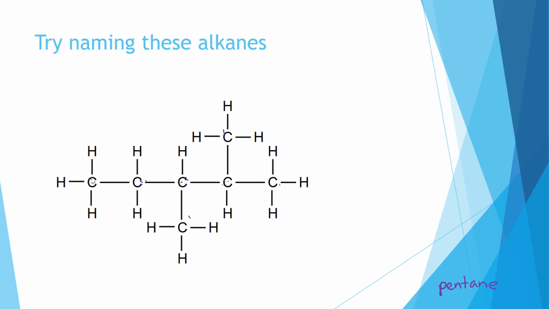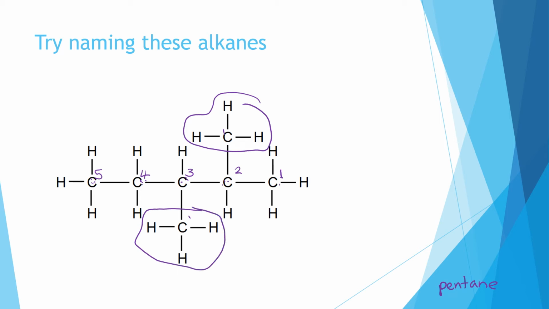Now you need to find the first point of difference. So you start numbering from either end, and you go 1, 2, and the first point of difference is here. So this is the end we're going to name from. So this becomes 3, 4, and 5. And I'm circling my branches.